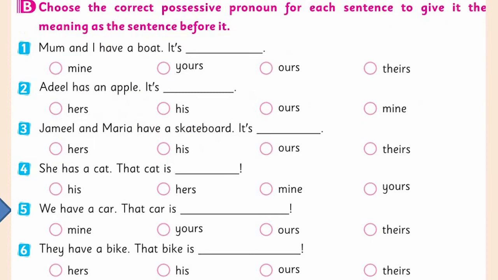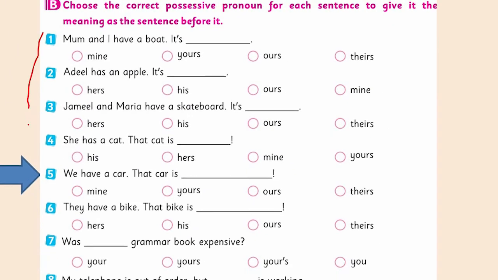Now look at the difference between the first sentence and the third one here. Here, mom and I. The person is talking about himself and his mom. Here, this sentence refers to other persons. The person is not including himself. The person is talking about two other persons, Maria and Jamil, whoever they are.